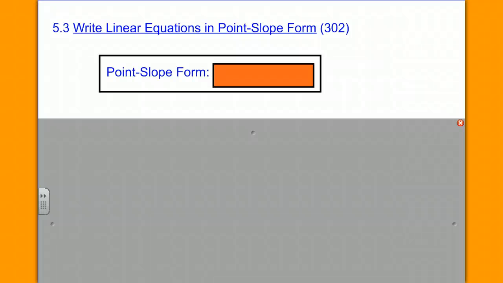We are in Chapter 5, Section 3. We get to learn a new form today. We do love our slope y-intercept form. We love it. However, there are times when we could use another type of linear form that is super useful. And the form is called point-slope form.